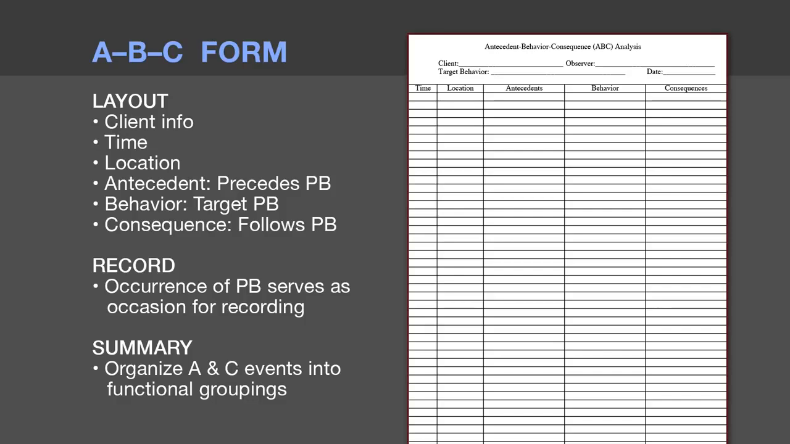And one can do that for a series of episodes of problem behavior and then organize the information and try to group the antecedent and the consequent events in such a way that you can formulate a hypothesis about what maintains problem behavior. Now, this ABC form has undergone a number of variations throughout the years, and here is a more current version of it.